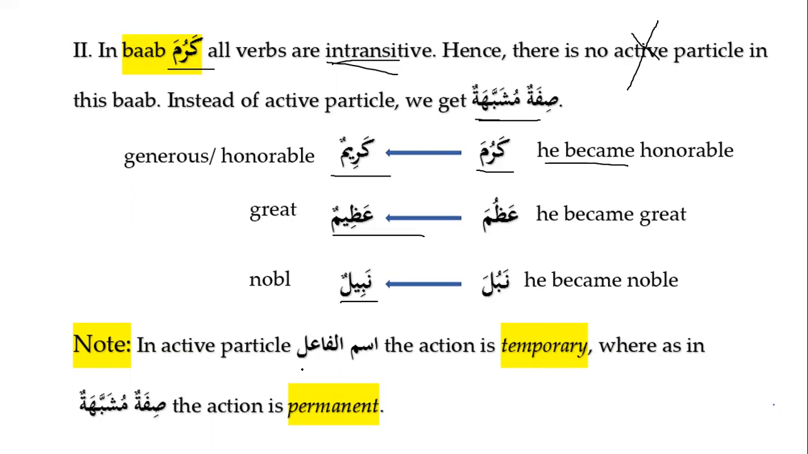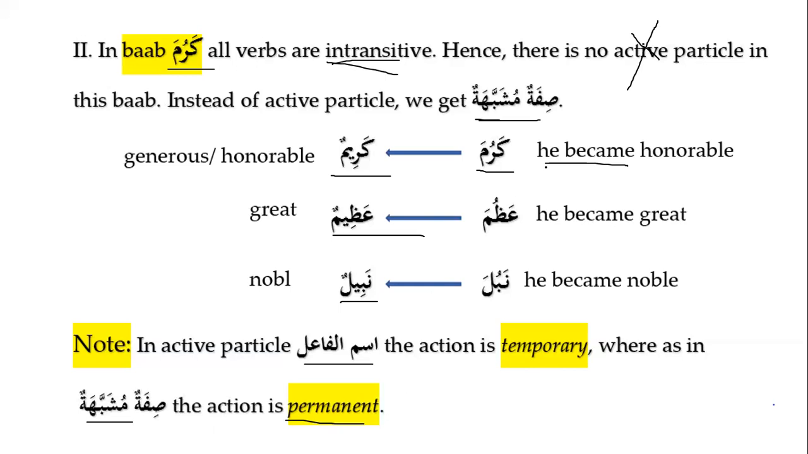Now let's see what is the difference between ismul fa'il and sifatun mushabbahatun. In ismul fa'il, the active particle, the action is temporary. For example, we say nasirun, someone who helps. It doesn't mean that he's helping 24/7. He helped, and that's it. Or we say daribun, someone is hitting someone. It doesn't mean that he's hitting someone 24/7. He hits someone for a couple of minutes, and that's it. So the action is temporary. Whereas in sifatun mushabbahatun, the action is permanent.